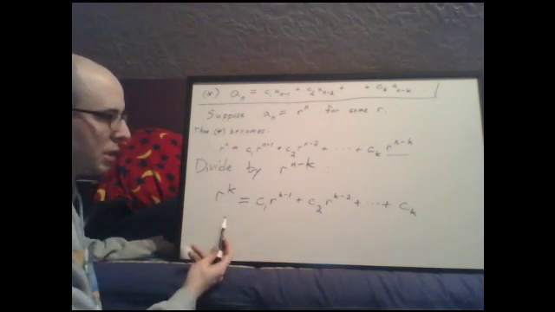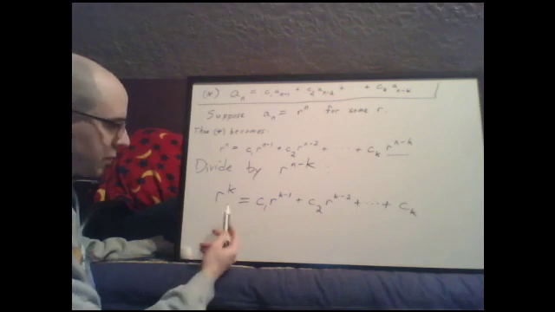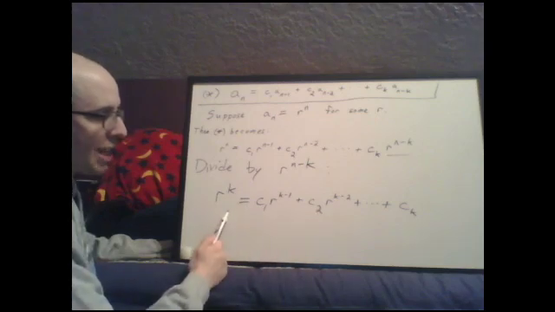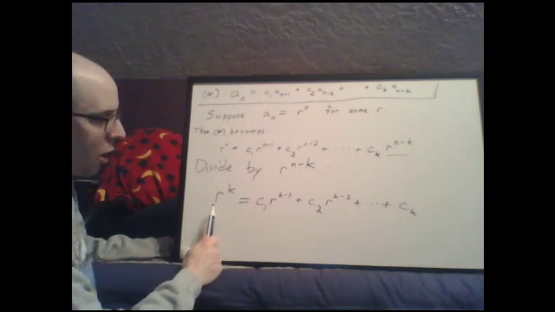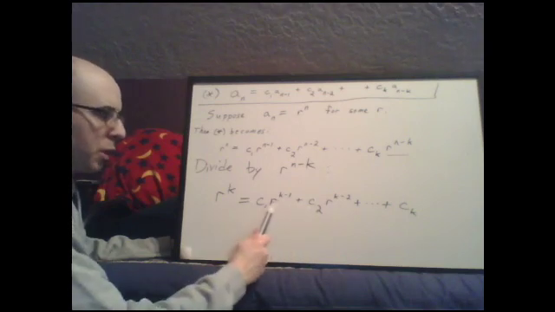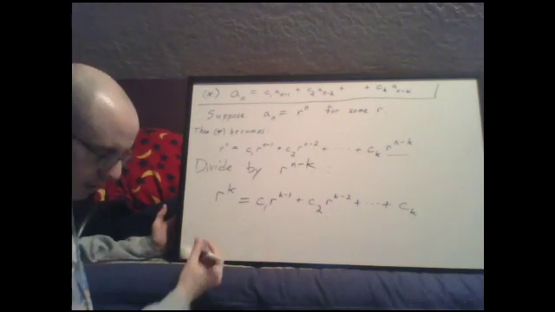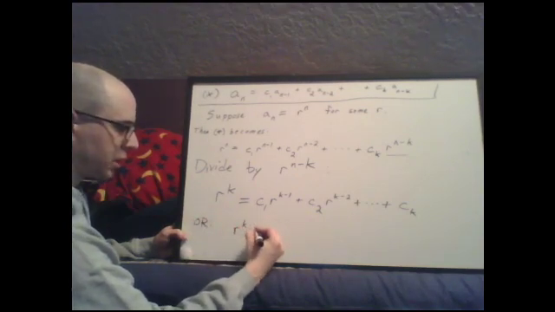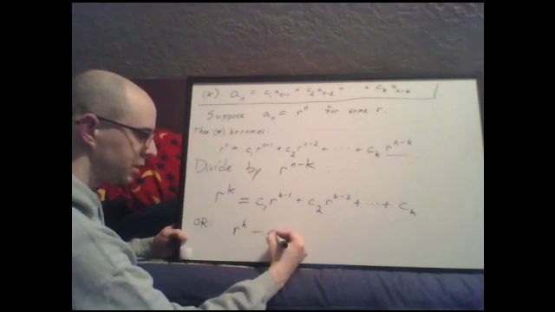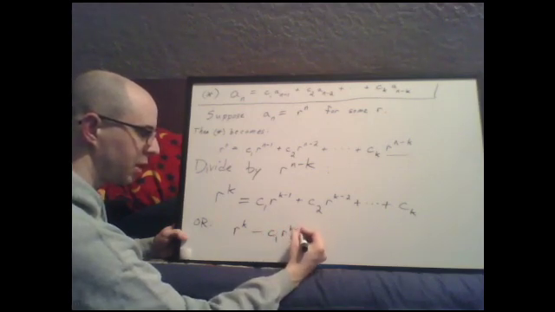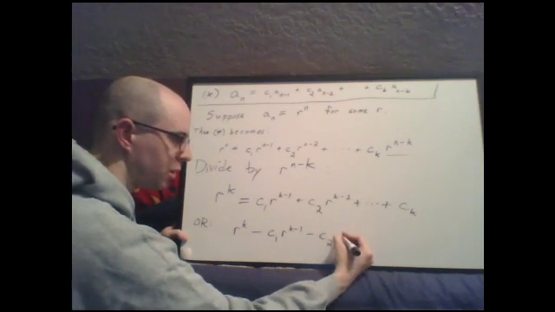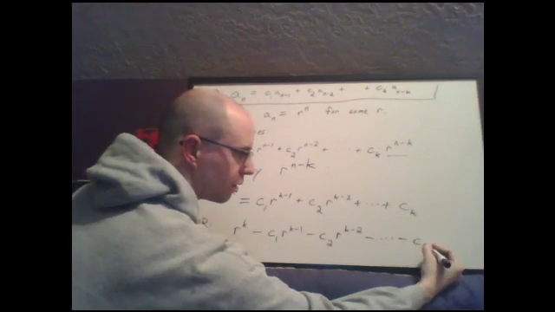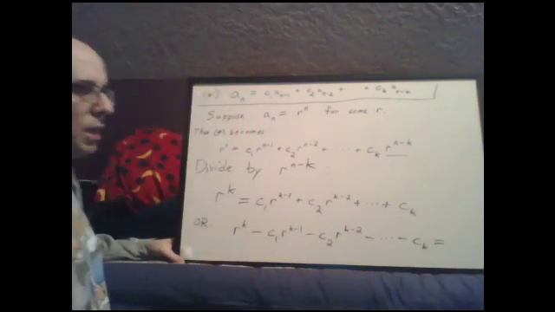So now this equation still doesn't look that impressive, but the point is, even at this point, this equation is now a polynomial. If you think of r as a variable, this is a polynomial equation. Let's get everything to the same side. We have r^k minus c_1 r^{k-1} minus c_2 r^{k-2} and so on, minus c_k. This all equals 0.